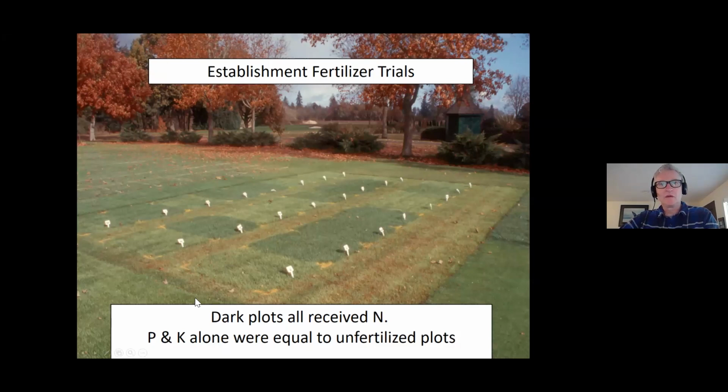And here's some fertilizer trials as well. The dark plots all receive nitrogen, and the other plots just receive potassium and phosphorus. So these dark green ones had nitrogen. So again, when you do set up your lawn, you'll want to fertilize it right at that time. You'll want to apply a lot of seed. You'll want to apply the mulch. You'll want to fertilize it. That's going to be the best way to get a lawn established.